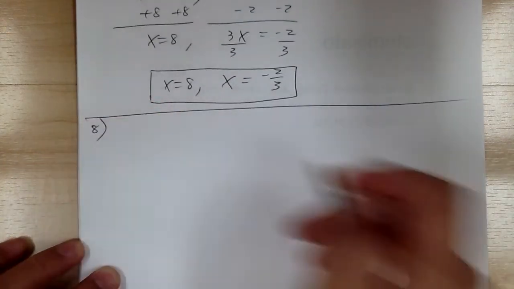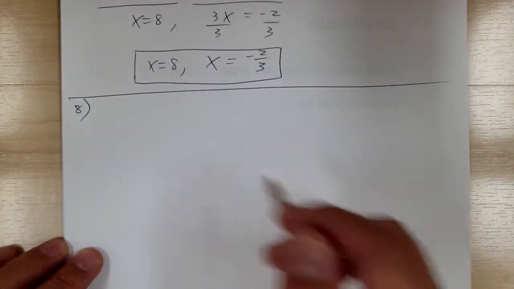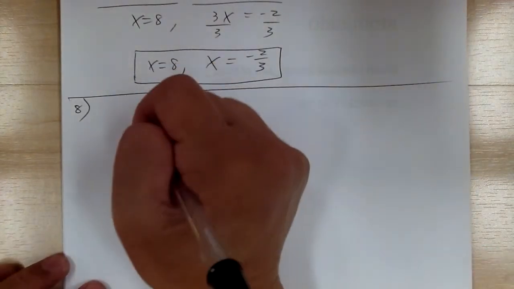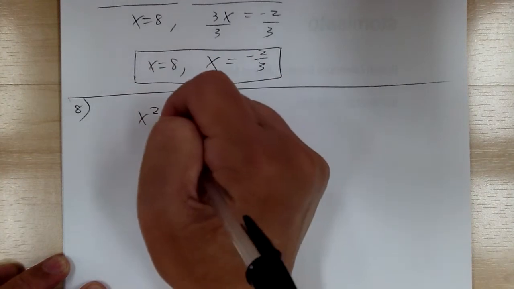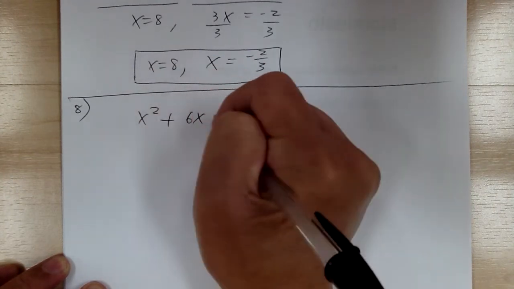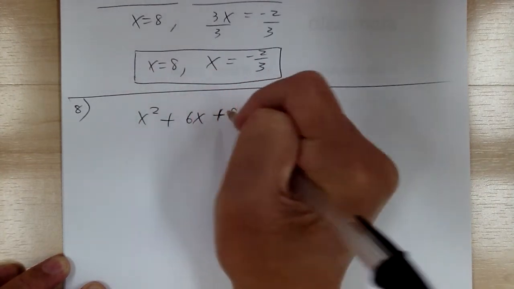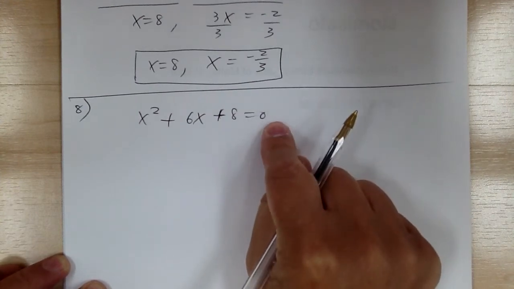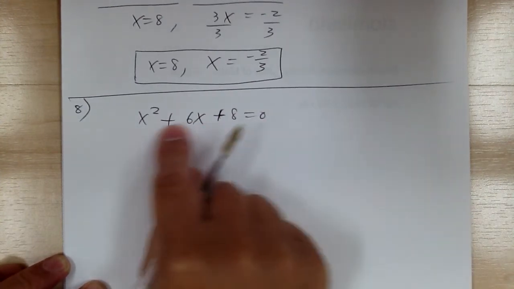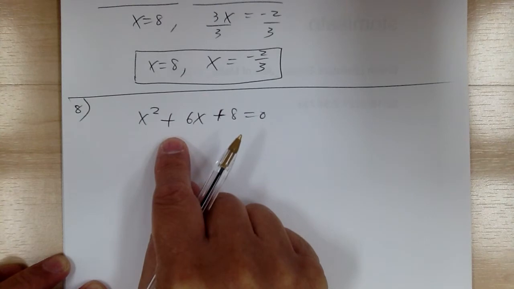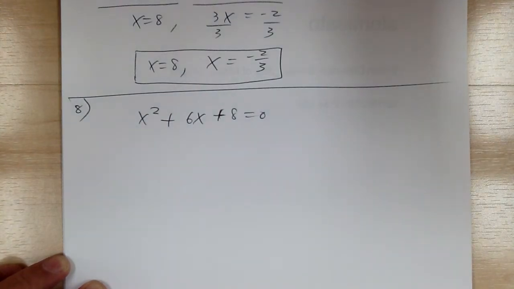Okay, number 8. You got x squared plus 6x plus 8 equal to 0. Okay, so you can check, make sure it's equal to 0. Next, you have to make sure this is factored. So it's not, so you have to go through your checklist.